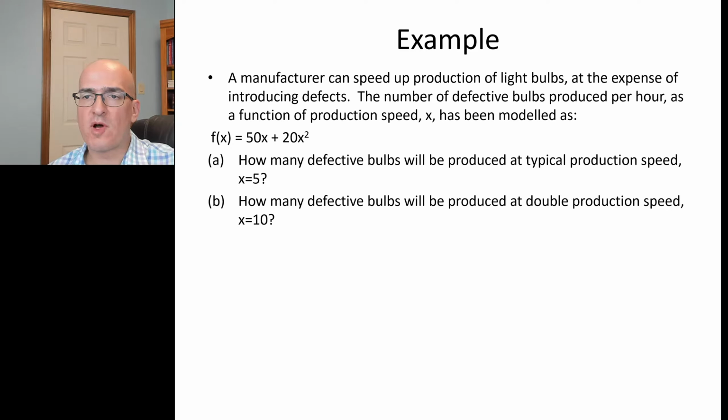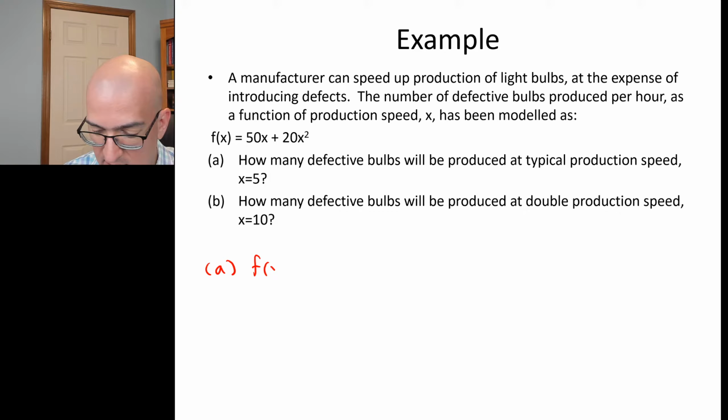The number of defective bulbs produced per hour as a function of production speed x has been modeled. So someone has obtained data and created a model that best describes the defective bulb rate as f of x is 50x plus 20x squared. So taking this model, part A says how many defective bulbs will be produced at a typical production speed, which corresponds to x equals 5. So that's part A. Let's answer that by plugging 5 in.